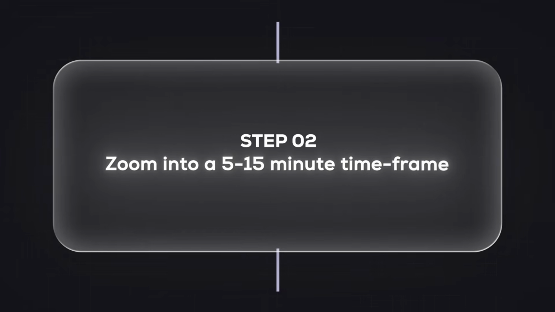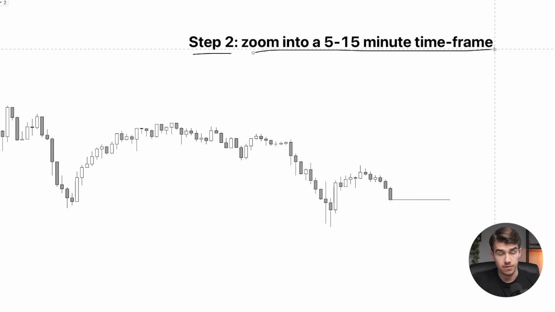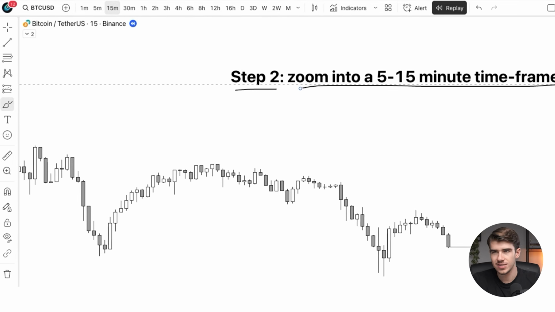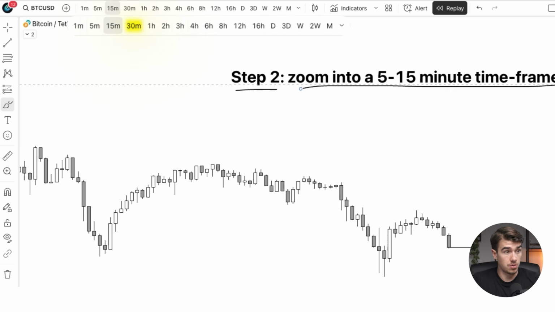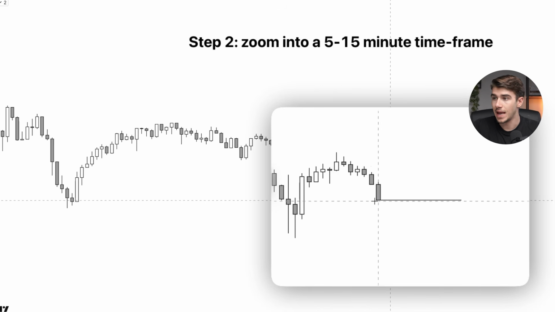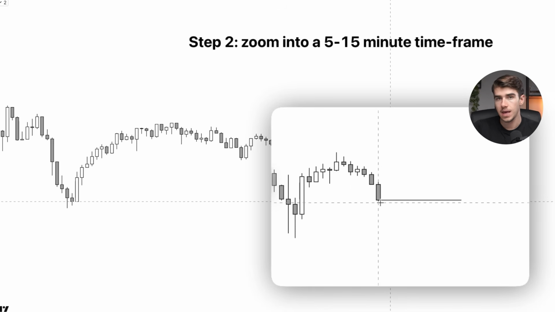Step number 2, zoom into a 5 to 15 minute time frame. Now, this is optional. The 5 and 15 minute is simply what I prefer when I'm trying to execute this exact system. In fact, we are essentially trying to predict an entire day's worth of price action, so you could go even higher than the 15 minute, which means you could be looking at the 30 minute or the hourly time frame. It totally depends on you. For me, that is the 5 to 15 minute time frame. And as you can see, this right here represents the daily candle open at 8 PM EST.